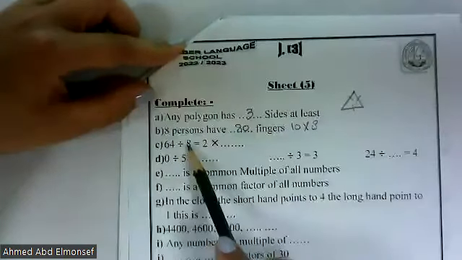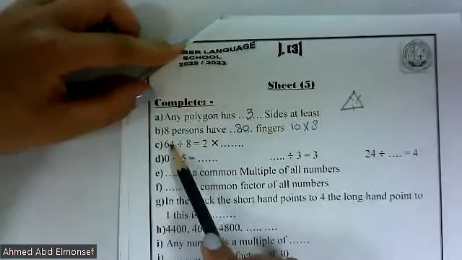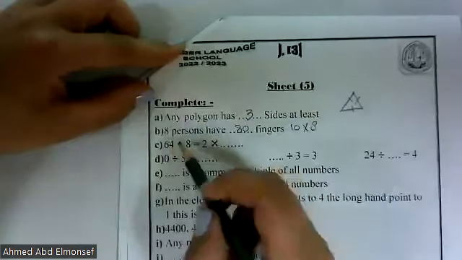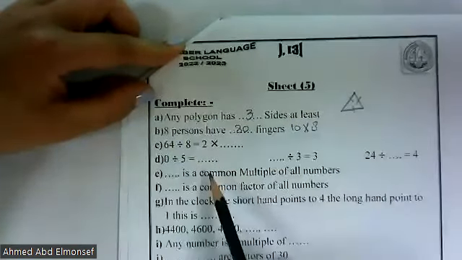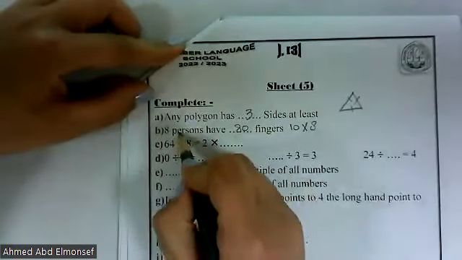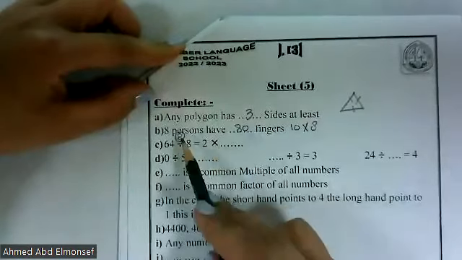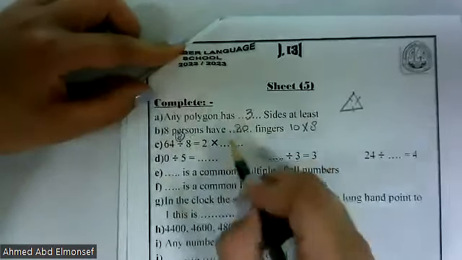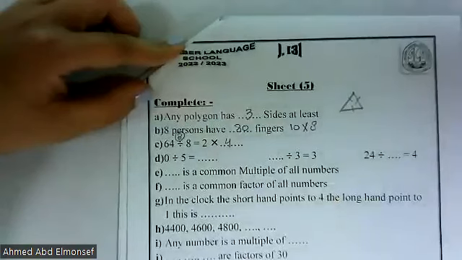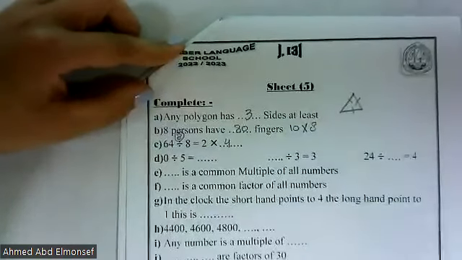64 divided 8, how many times 8 gives me 64? We have to answer this part. Yes, Abdelrahman, yes. Youssef Fouad, 8. Okay, the answer of this part is 8. 2 times how many gives me this 8? Yes, 4. Okay, 0 divided 5.